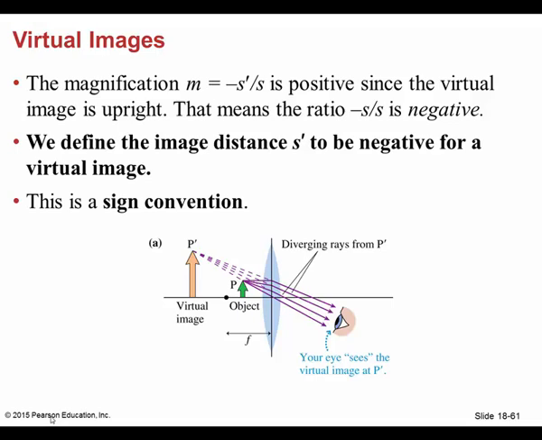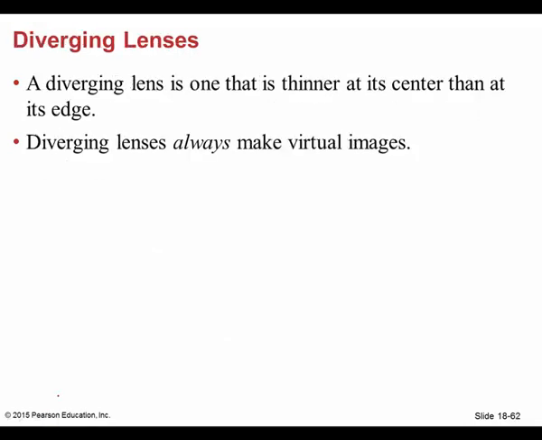All right, let's move on. Enough about the virtual images we've already talked about. Well, what did that say? It says we define the image distance to be negative for a virtual image, okay? Notice that. It's negative, so it's important that you understand that.